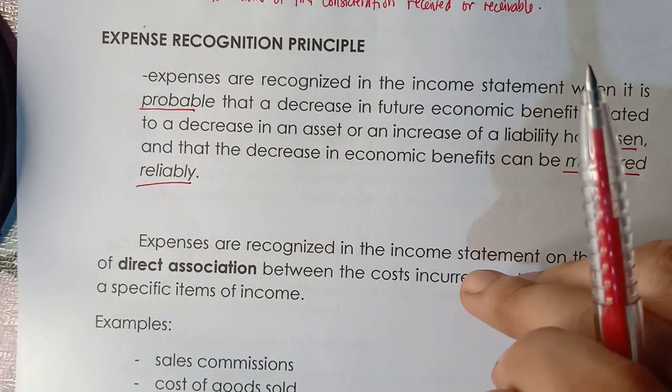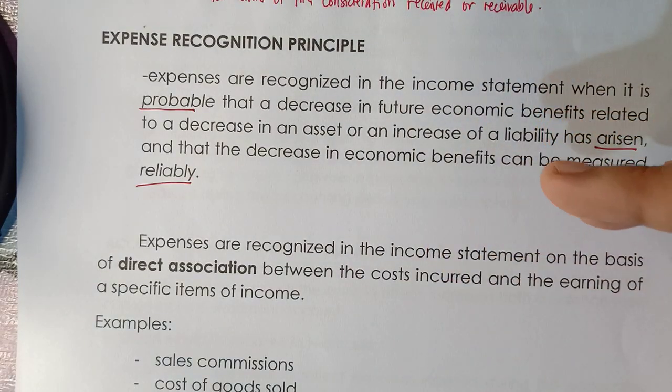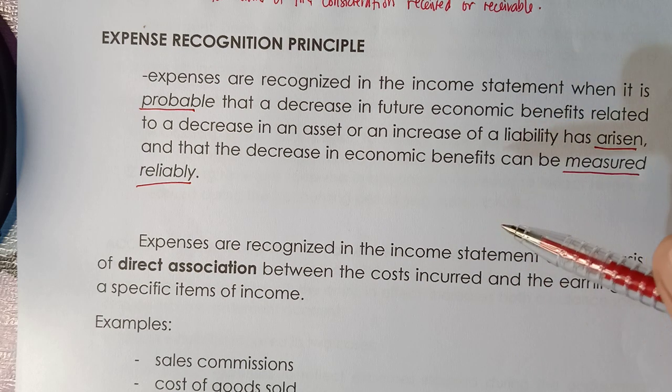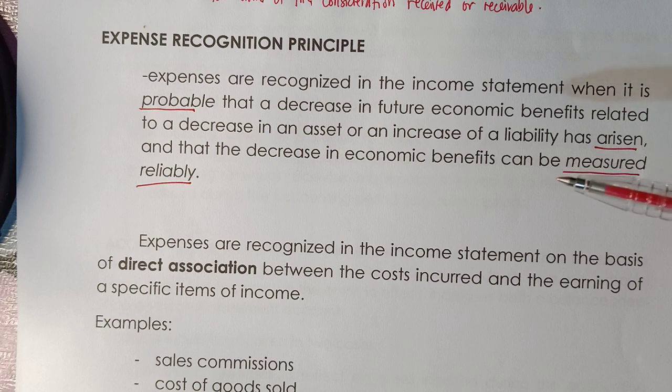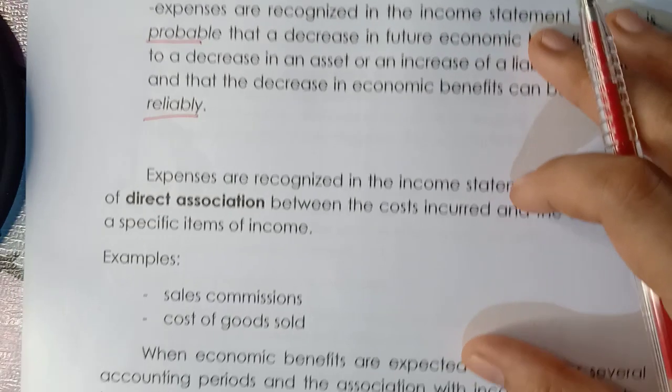This principle directs accountants to identify what? All the expenses incurred during the accounting period, to measure the expenses, and to match these expenses against the revenue earned during that same span of time. So to match expenses against revenues means to subtract the expenses from the revenues in order to compute the profit or the loss.